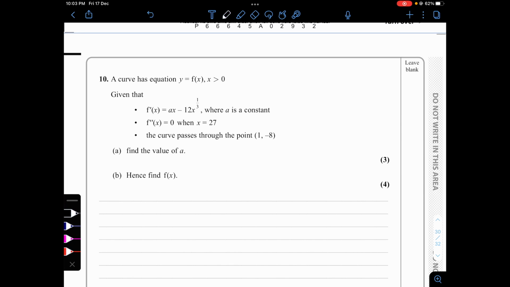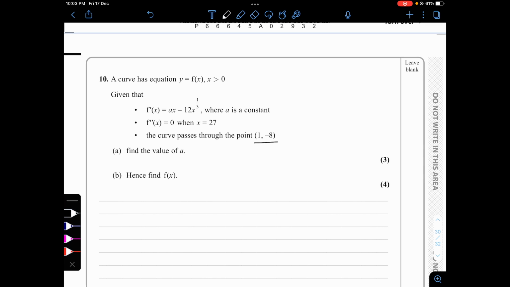So we have a curve with equation y equals f of x and x is greater than 0. The first differentiation of f of x, the first derivative, is ax minus 12x to the power of a third, and f double dash, when you differentiate twice, equals 0 when x equals 27. And the curve passes through the point (0, 18). So the first question is, find the value of a.